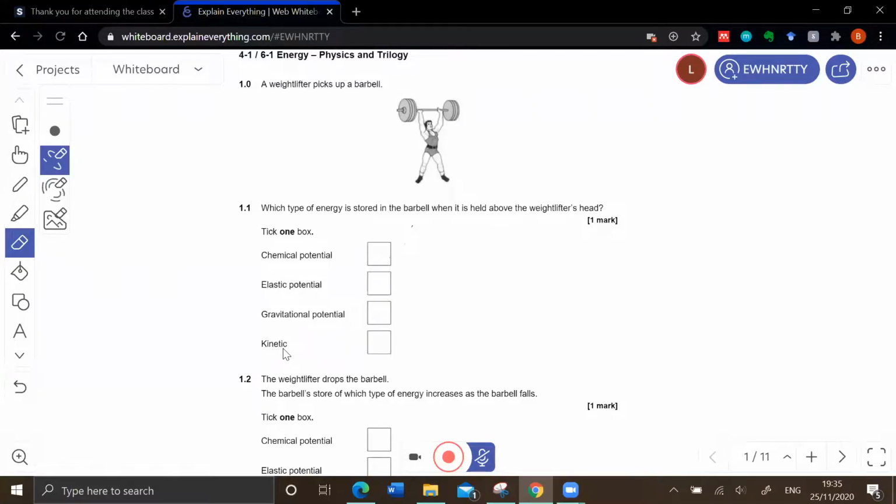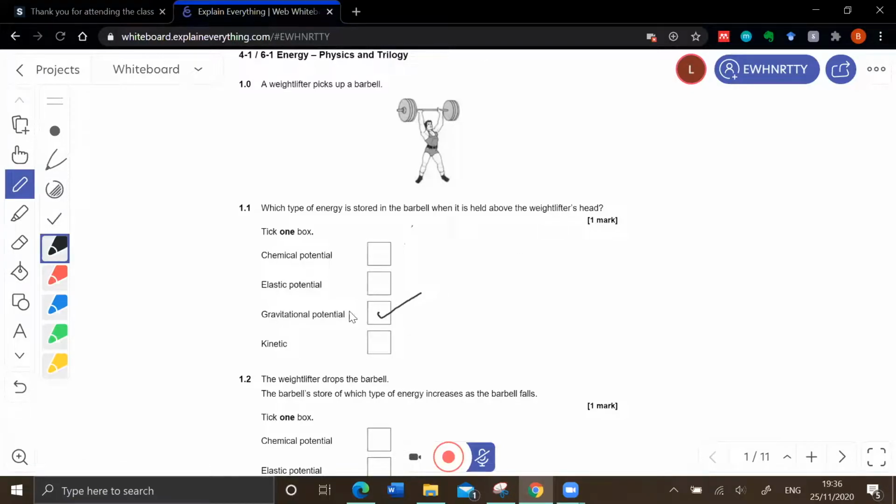Kinetic means moving. If anything is moving, it's got kinetic energy. This person's not moving, that's not moving, so it's not that. Sometimes if you don't know the answer, you can use elimination. But for this one, we know it is gravitational potential, because it's being held above someone's head. So you tick that box.